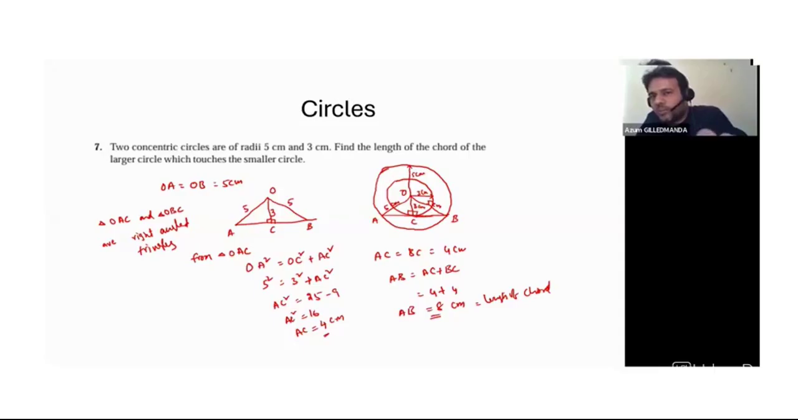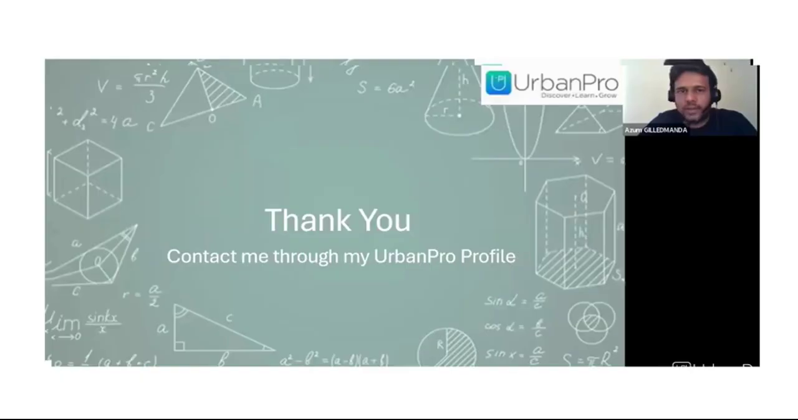Understood? Now, if we join OA and OB, that is a radius of a bigger circle. If I join OC, that is the radius of a smaller circle. I just draw the triangle separately from the Pythagoras theorem. I can see that OAC and OBC both are right angle triangles. And from that Pythagoras theorem, we can find the AC as 4. AC and BC both are equal. So it is 8 centimeters. Okay. So that's how we can solve the problems by applying the knowledge that we have gained.